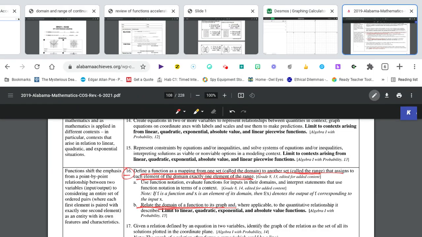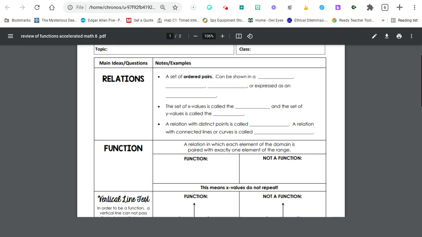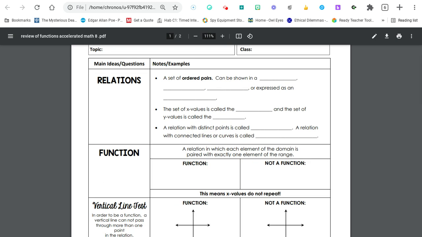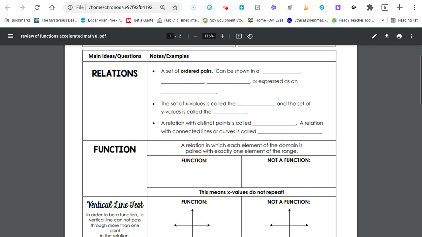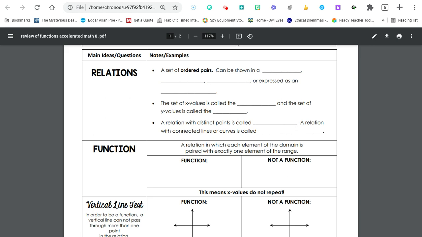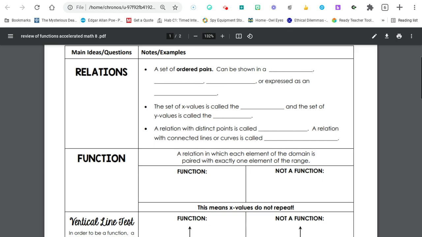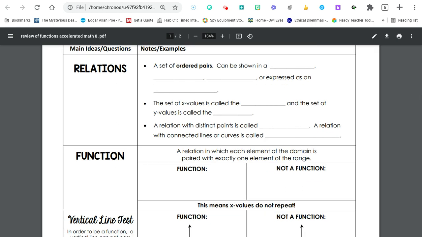So we'll start by just going through the notes. And all this is a review. I discussed this a little bit last year just to kind of give you some exposure about relations and functions and vertical line tests and discrete and continuous graphs and so forth, okay? All right, so let's just take a look at what a relation is. A relation is just a set of ordered pairs, guys.